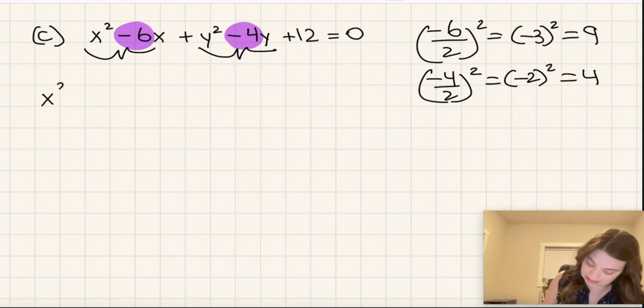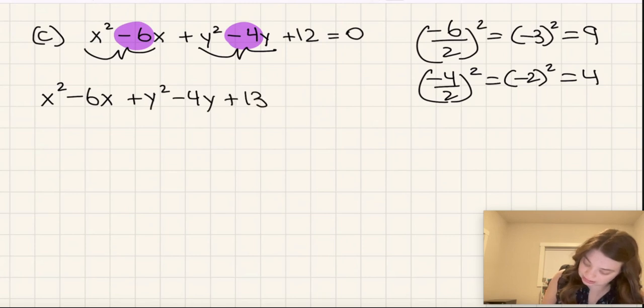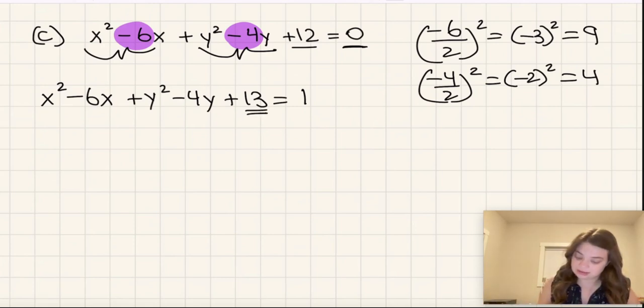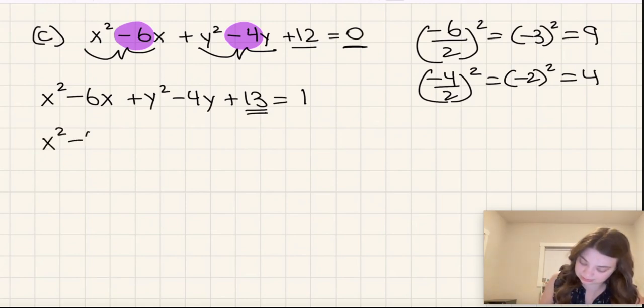So I can rewrite this as x squared minus 6x plus y squared minus 4y plus 13 is equal to 1, right? Because all I did here is I added 1 to both sides. Now I'm going to disperse this 13 in the following manner. Notice that when we did (-6 divided by 2) squared, we got +9. So I'm going to take this 13, put 9 of it next to the x terms, and then put the other 4 of it with the y terms.